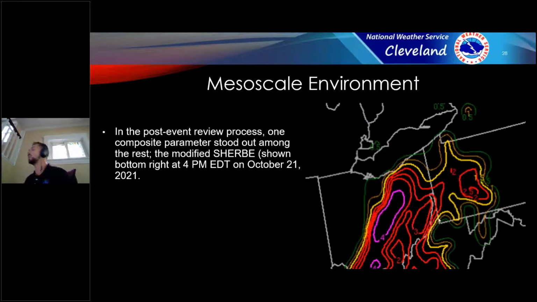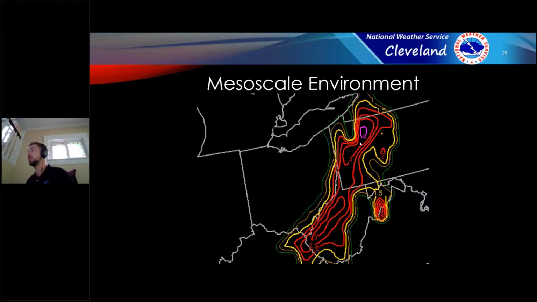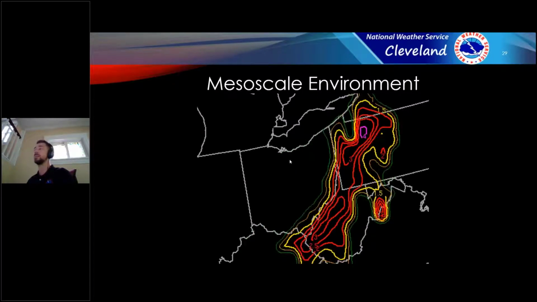So here's the MOSH parameter that we discovered proved useful for this event. I'll talk a little more about it, but basically anything over 3, when you're starting to get to those pinks and purples, is when you start to become very favorable for severe weather potential, not just tornado genesis. Here's a loop of the MOSH parameter throughout the course of the event, noting those higher than 3 values being advected east ahead of the cold front.